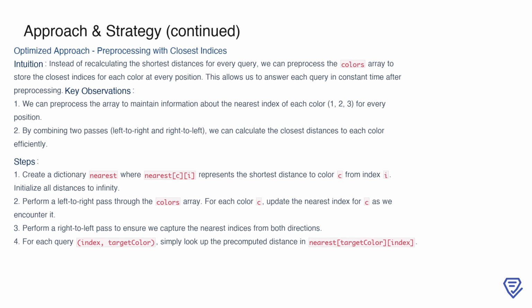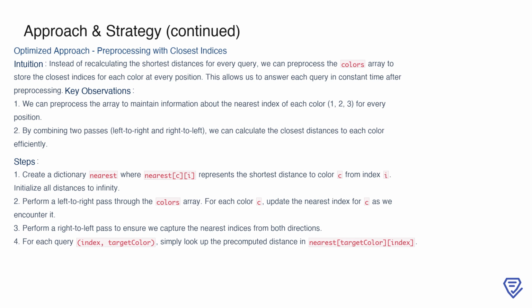First, we can maintain the nearest index of each color while traversing the array, and second, by performing two passes, one left to right and one right to left, we can calculate the shortest distances to any color in both directions. Specifically, we create a dictionary where nearest[C][I] holds the shortest distance to color C at index I.